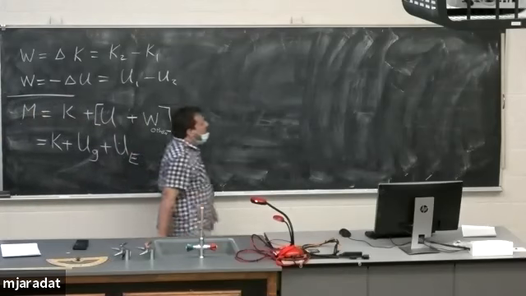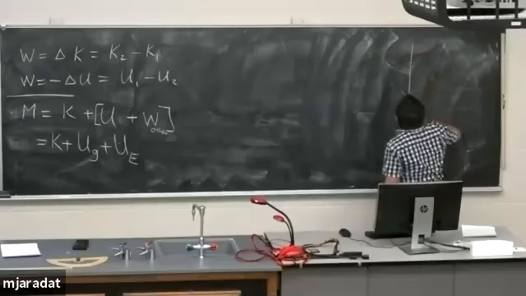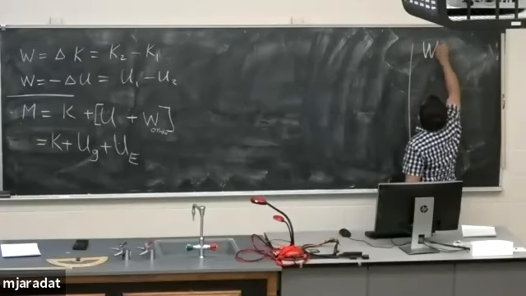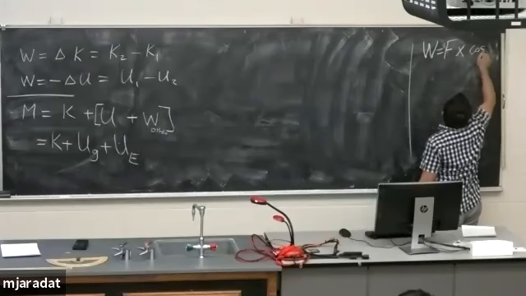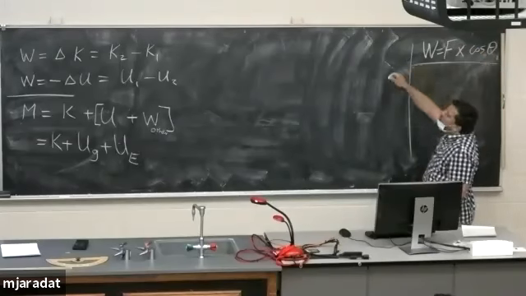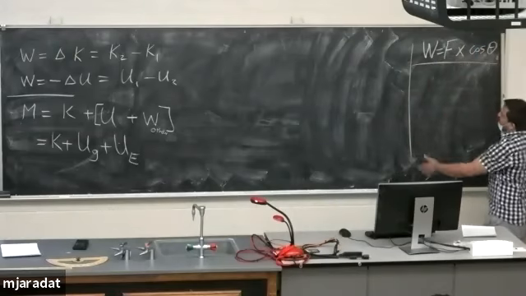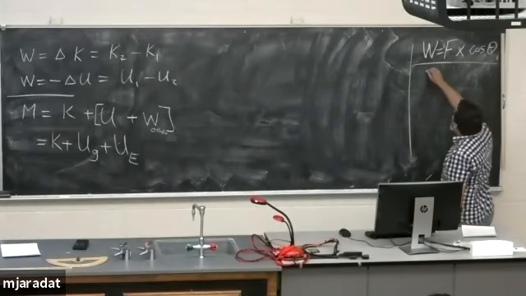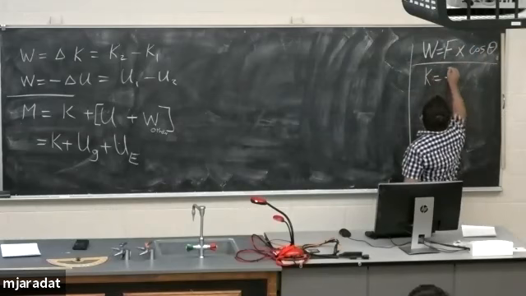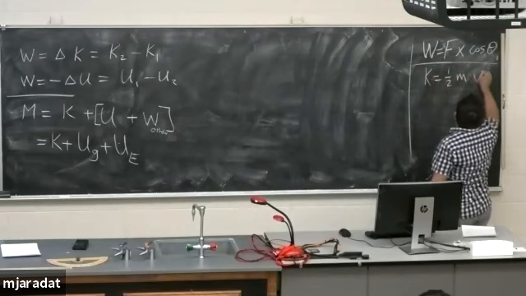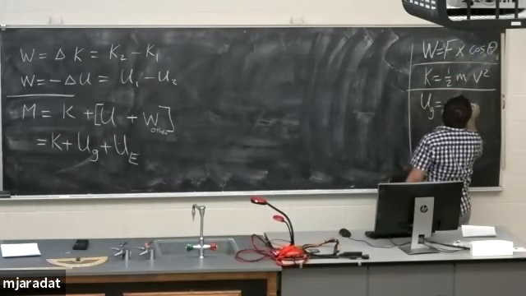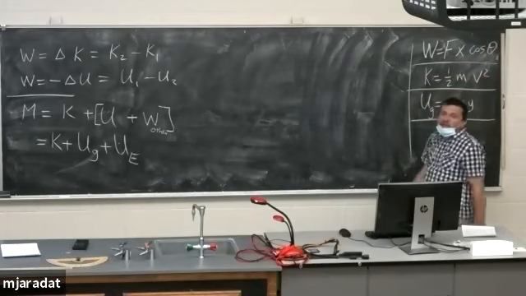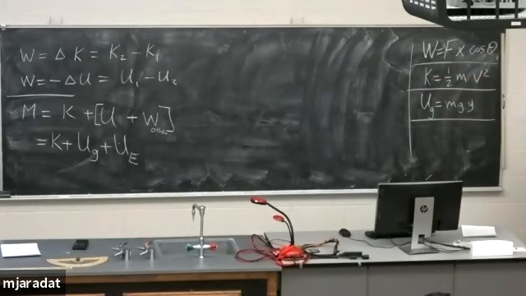Here, the work is equal to F multiplied by X multiplied by cosine theta. We need to use that when we solve the example. The kinetic energy is equal to half m v squared. The potential energy due to gravity is equal to m g y. Y is the altitude due to gravity.